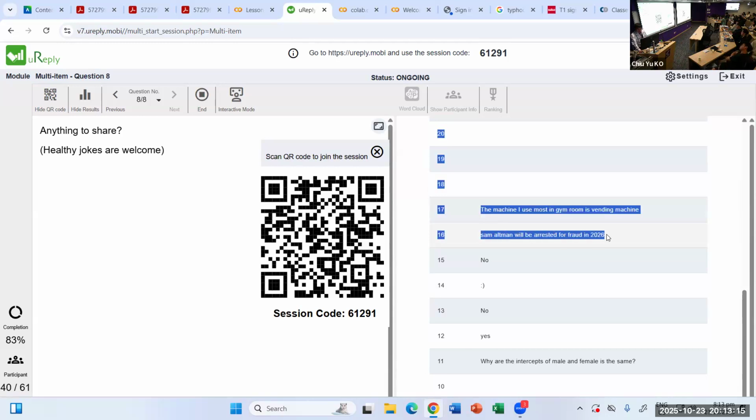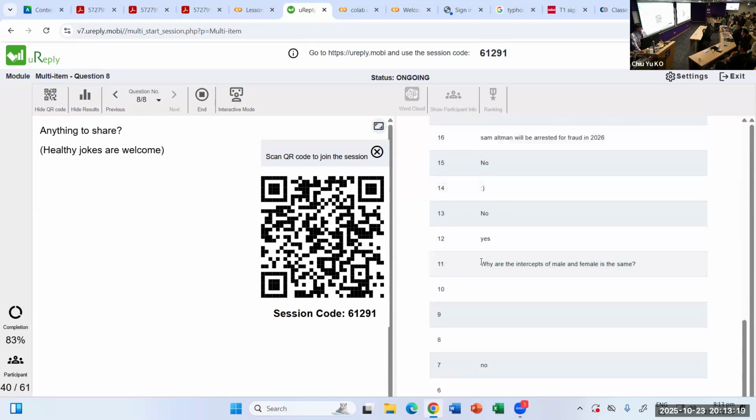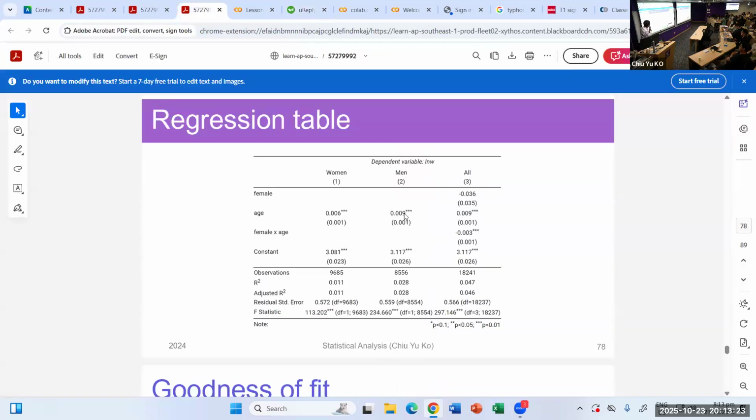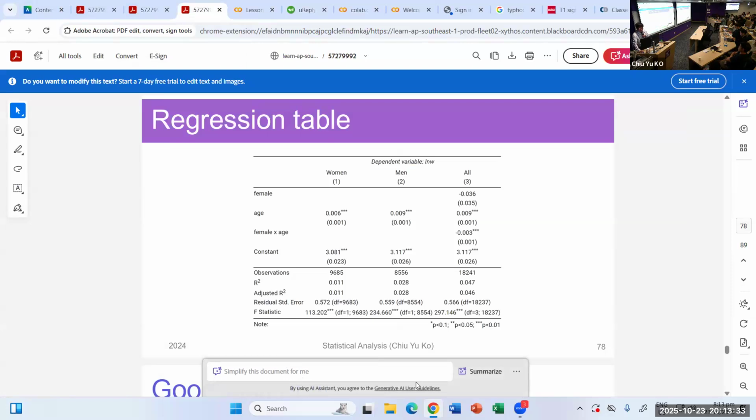Wow, that's a good claim. The y-intercept is the same. So that's what he said: the female coefficient is 0. Look back at my regression. Look back.